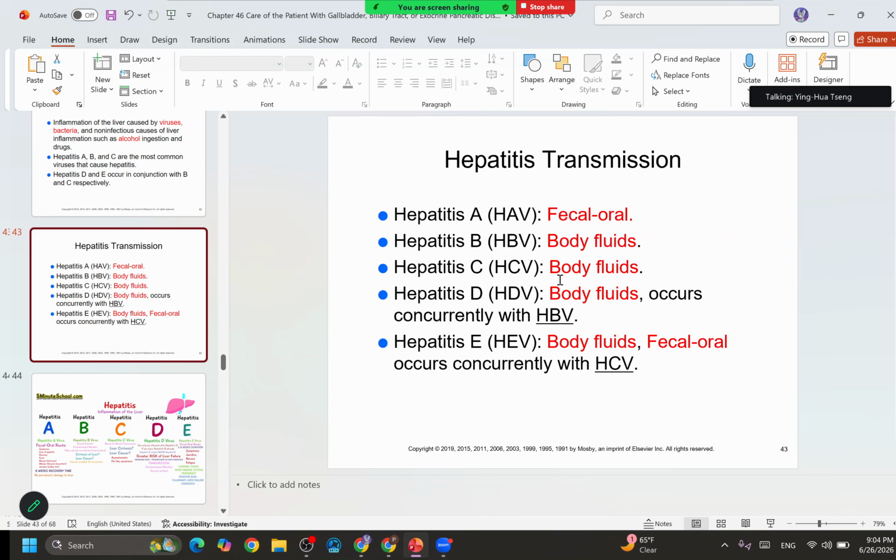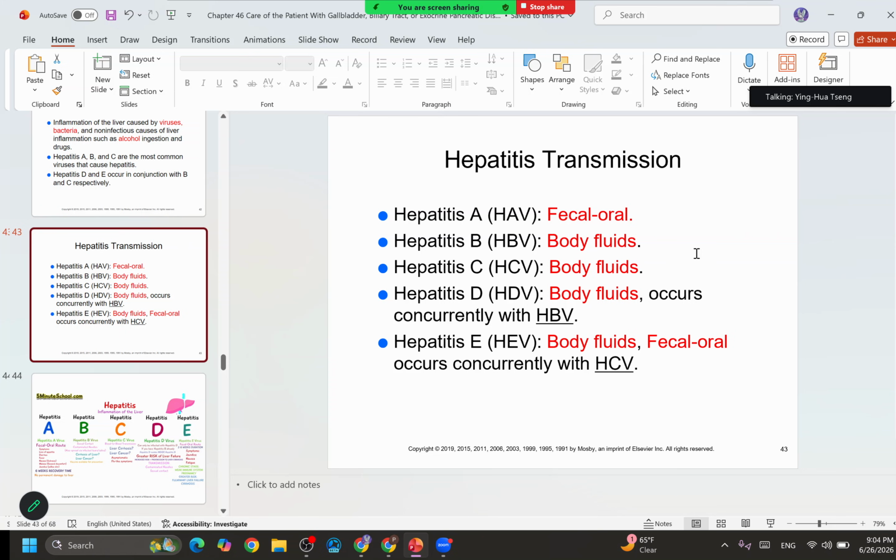But here is a big thing. B, C, D are all spread by body fluid. So you need to remember which one is fecal to oral and which one is body fluid. That means if I touch the body fluid, I'll get it. So what is body fluid? Saliva, blood for sure, the patient's urine, and also stool. These contain lots of body fluid. So that's why it's not good. Don't touch it.